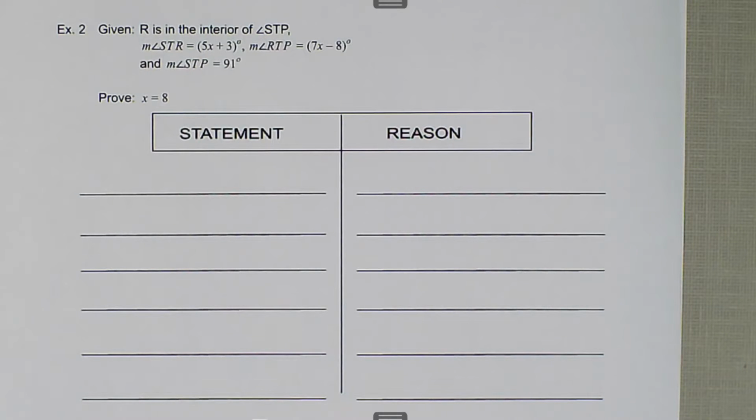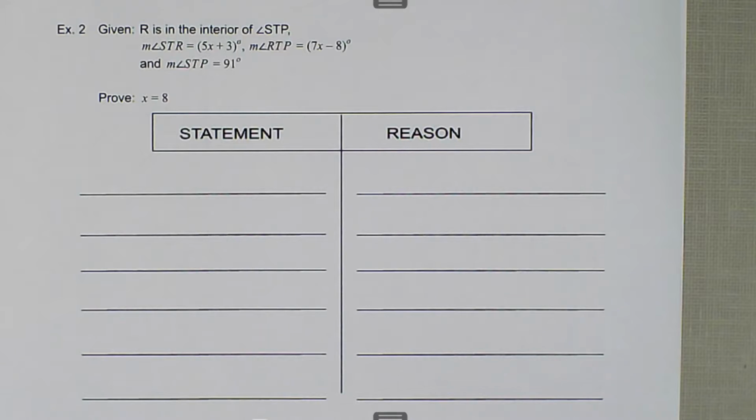We are talking about algebraic and geometric proofs, and here we have an example that we're going to go over. It says, given R is in the interior of angle STP, the measure of angle STR is equal to 5x plus 3 degrees, the measure of angle RTP is equal to 7x minus 8 degrees, and the measure of angle STP is equal to 91 degrees. When we're looking at this, we want to do the process that we've been working on.